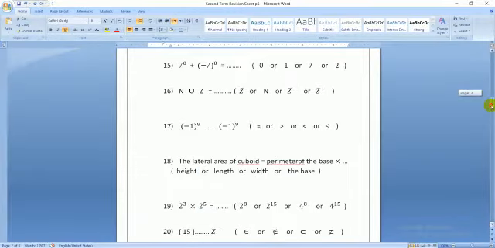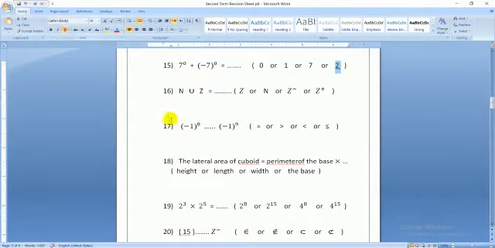Page 3, number 15. 7 power 0 plus negative 7 power 0. Keep in mind, any number power 0 equals 1. So 7 power 0 equals 1, plus negative 7 power 0 equals 1. 1 plus 1 equals 2. Yes, the answer will be 2.